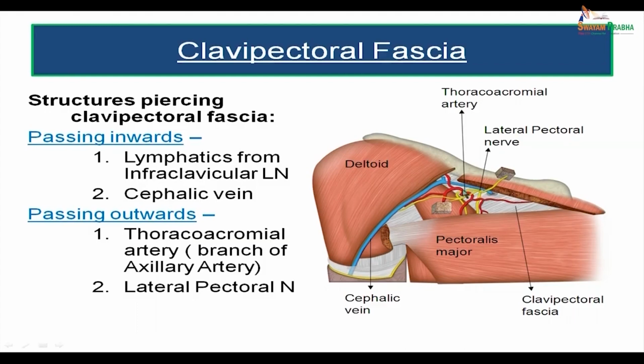passing inwards. Then structures piercing outwards are the thoracoacromial artery, which is a branch of the axillary artery, and the lateral pectoral nerve. Again, if we look at the picture, we can see the yellow colored structure coming out, that is the lateral pectoral nerve, and the red colored structure coming out, that is the thoracoacromial artery.